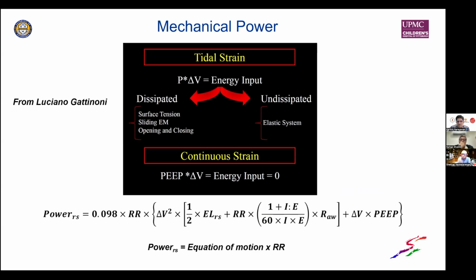Below is given the complete Gattinoni equation, where you can see that the components of the equation include respiratory rate, tidal volume that is actually squared, elastance times respiratory rate, resistance and volume that is related to PEEP. Simplistically, one can think of the power calculation as equation of motion multiplied by respiratory rate with some modifications. That is the best way to understand mechanical power.